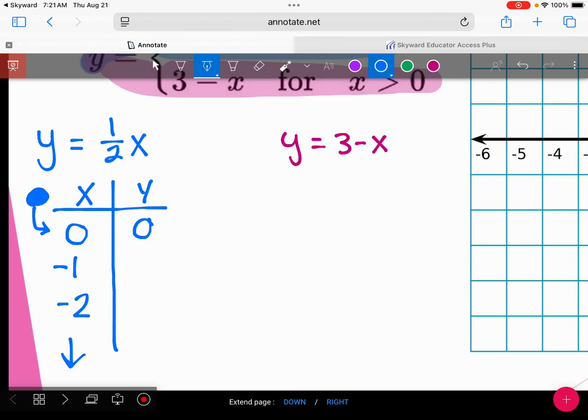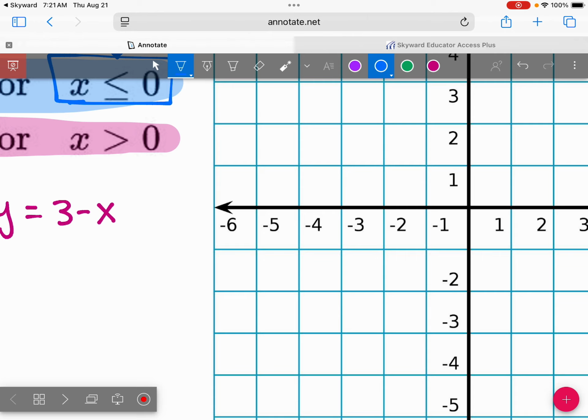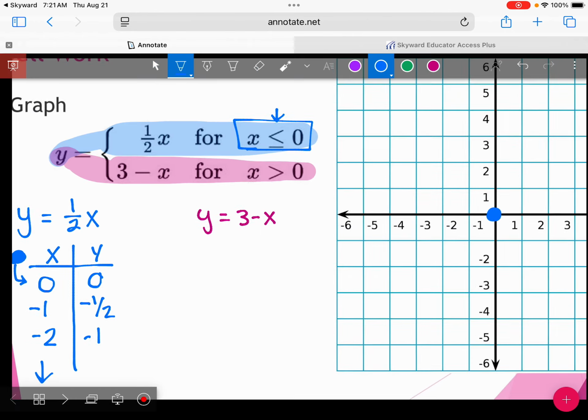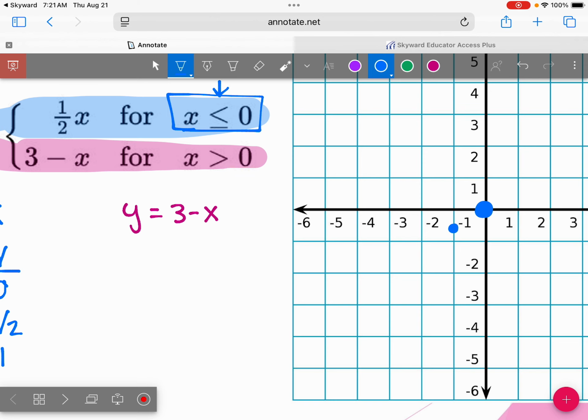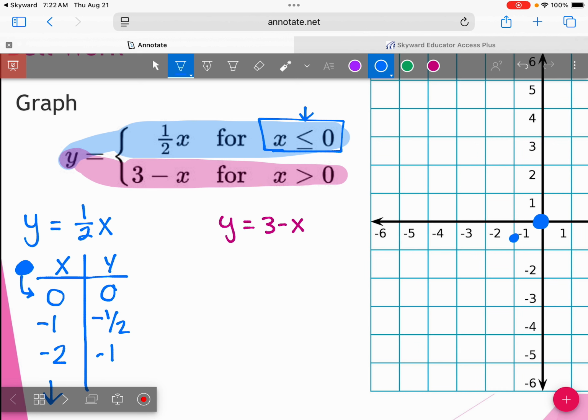If we have our 1/2 times our -1, we're going to have our -1/2. If I have 1/2 times -2, that's when we get a -1. So we have some points here, and I could just plot this portion of the line. I know at 0, 0, we're going to have a closed dot, a filled-in circle. I know that at -1, we're going to be at -1/2. And I know at -2, we're going to be at -1. And we can fill in points that way.